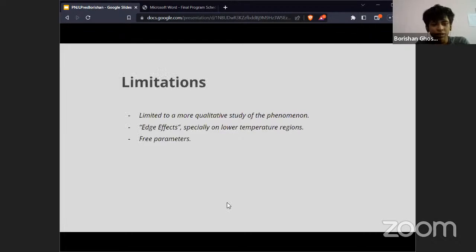So what are the limitations of such an approach? First of all, what we did was a very qualitative study of the phenomenon.